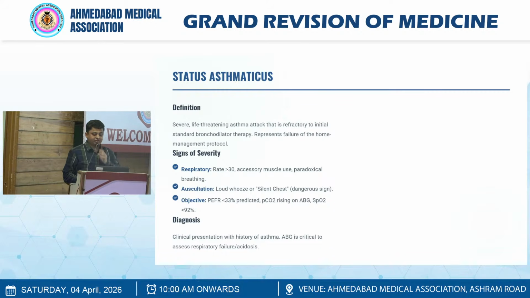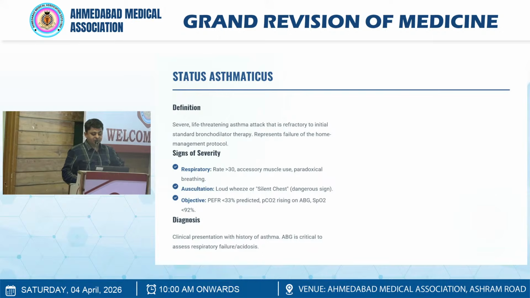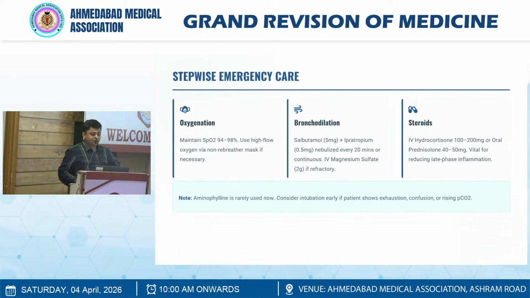Status asthmaticus. Definition: severe or life threatening asthma attack that is refractory to initial standard bronchodilator therapy. Signs of severity: respiratory, auscultation and objective. Diagnosis can be done on clinical basis. Stepwise emergency care: oxygenation is the main part in this management. SpO2 94 to 98% is the target. Bronchodilator: salbutamol, ipratropium, nebulized every 20 minutes, and IV magnesium sulfate if refractory. Steroids: IV hydrocortisone 100 to 200 milligram or oral prednisolone 40 to 50 milligram. IV is the best treatment.